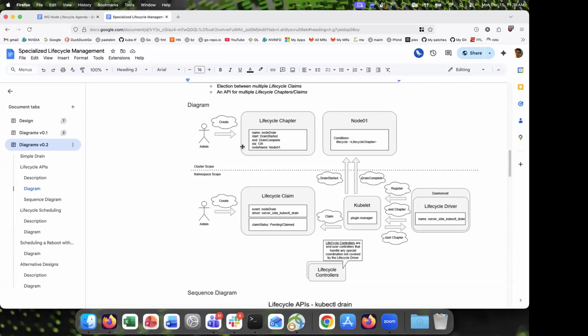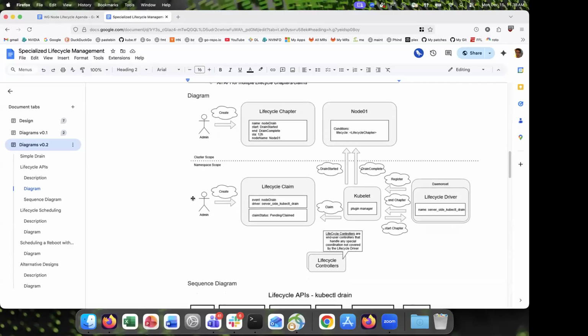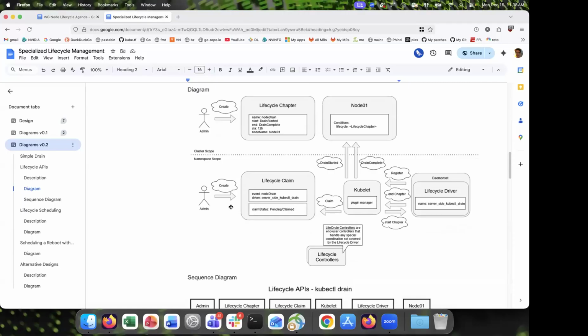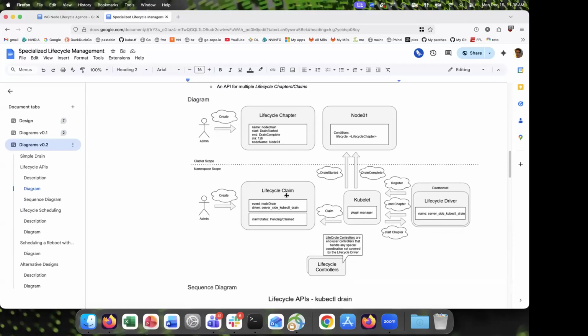And the idea here is that there would be, as I said, the binding phase, a way for you to enact your intention. And so what I have pictured here is that an admin or a user would create something called a lifecycle claim. And this is again very similar to what you'd see with a PVC, where you create this claim, and this claim refers back to the lifecycle chapter, which is that declared intention, and it also has some state in it, like a claim status, whether it's been claimed or not, and then it has a driver.